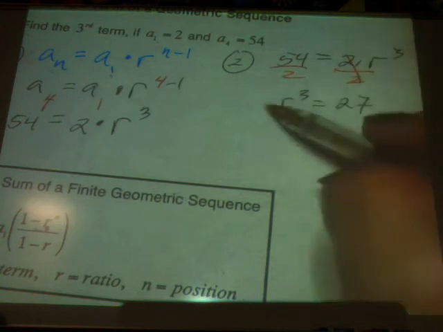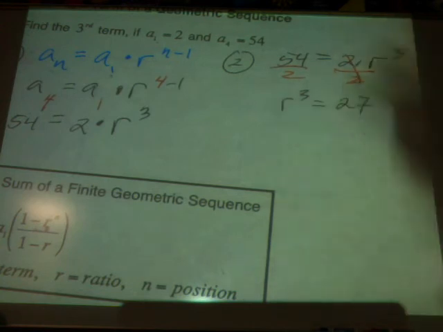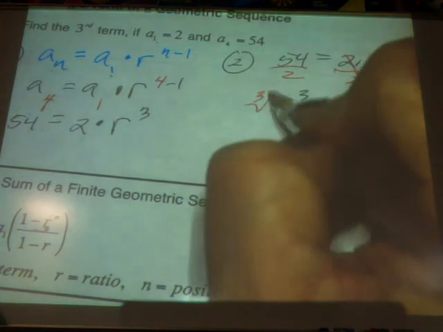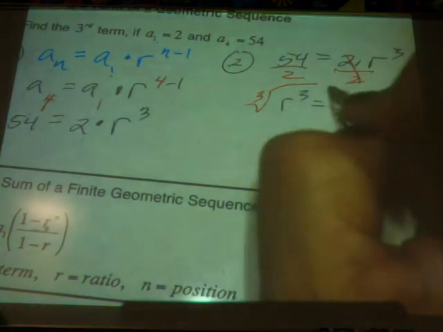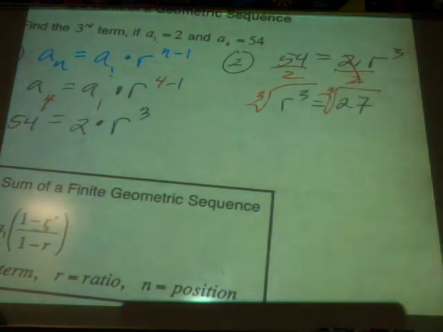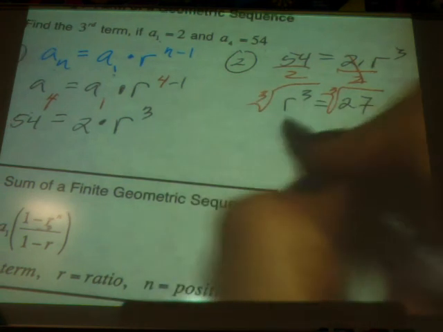Okay. So how do I find r? Cube root. So I'm going to take the cube root of this side, right? And the cube root of this side. So the cube root of r cubed is r.